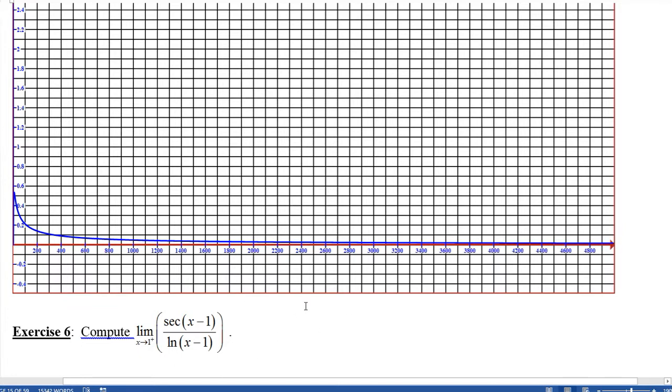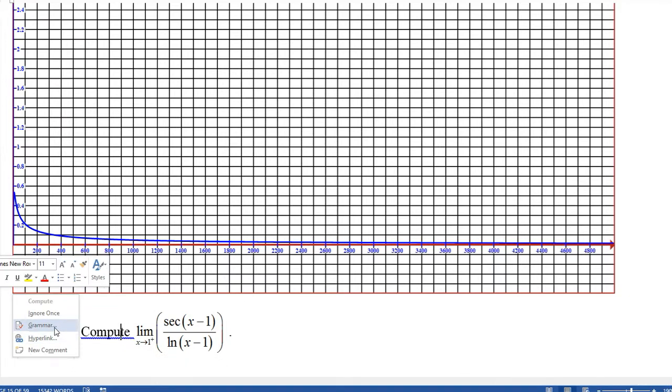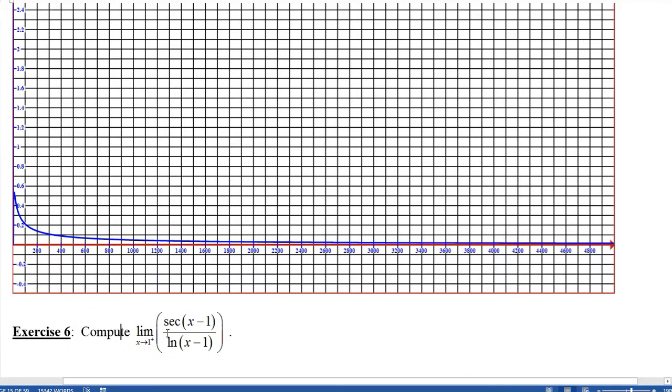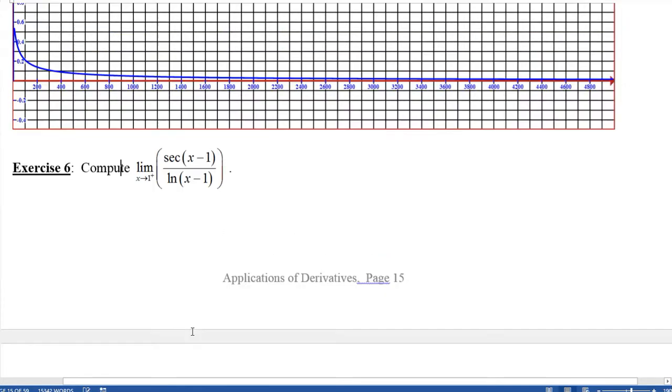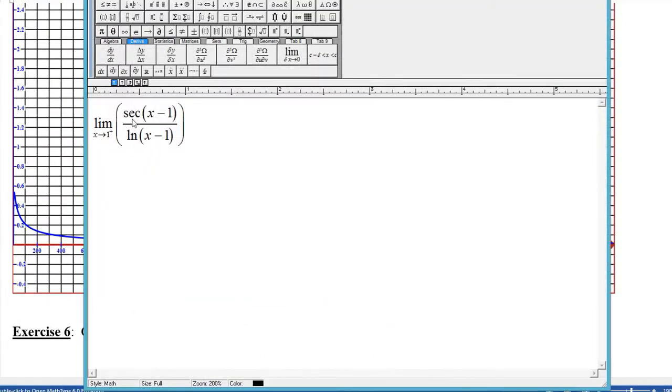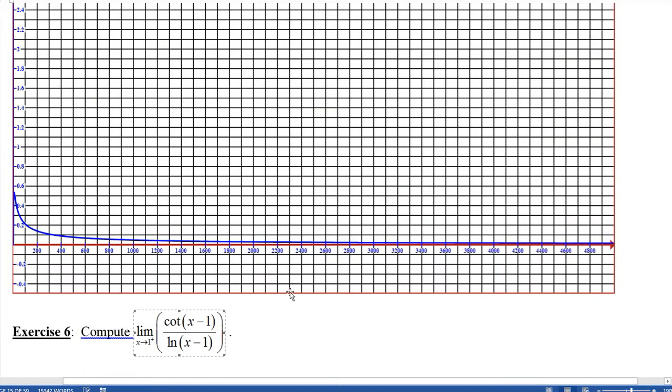Okay, let's try one more. Compute the limit as x goes to 1 from the right side of, no, I don't want secant, I want cotangent. Let me change that. Cotangent of x minus 1 over ln of x minus 1. Let's do that function. You do it yourself and then come back and check it. Press pause now.